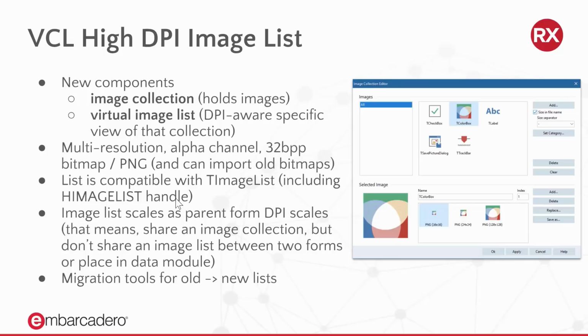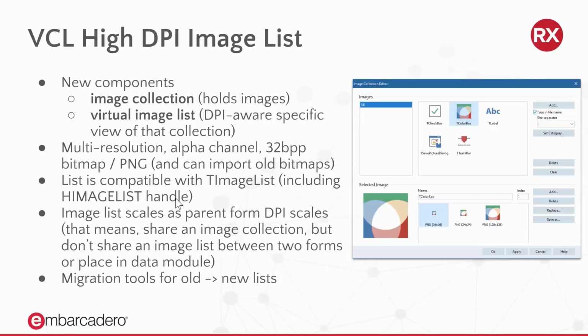The concept is that rather than having a single image for each of the graphical elements you want to display, you can provide multiple resolutions. Here you can see an example of a selected image with 3 different resolutions, 16 by 16, 24 by 24, and a much larger one. This is how you configure your image collection. You have a number of images with different sizes, different resolutions.